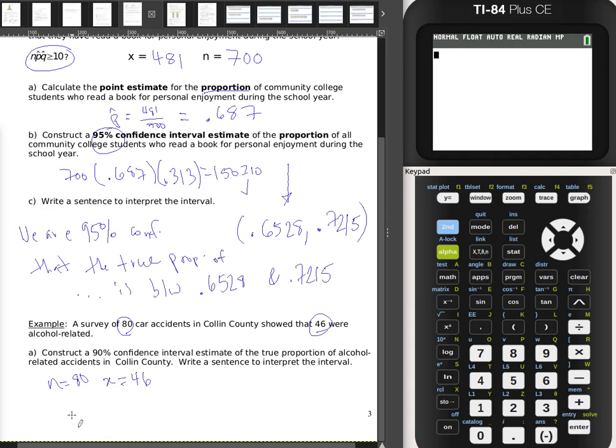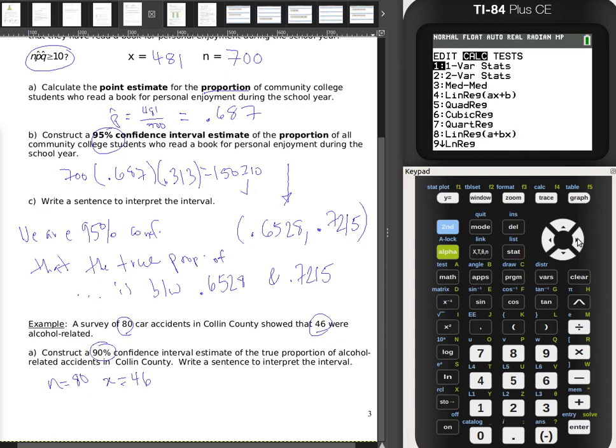And then we want to make this time a 90% confidence interval. So we actually will have to change that one in our calculator. But let's go ahead and make this confidence interval and see what we can tell about it.